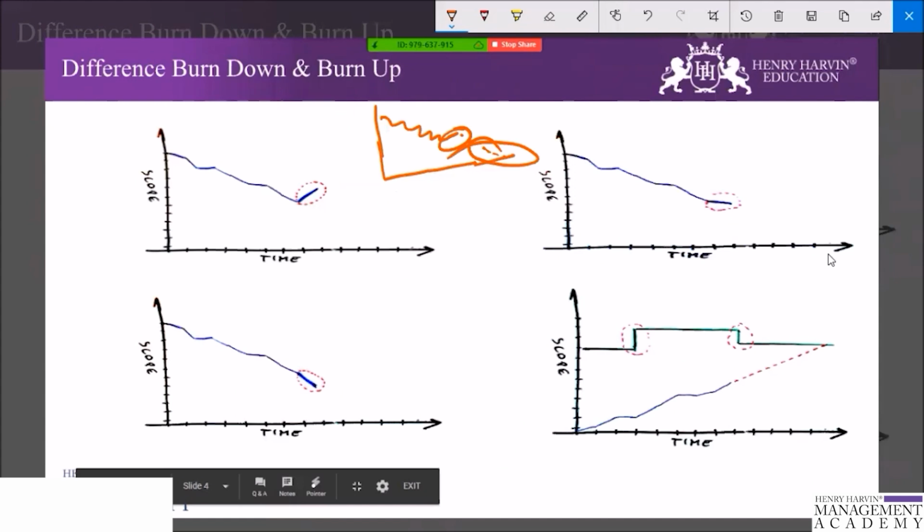But in a burn up chart, what is going to happen is that you are going to use one line for the work completed, and another one is the scope. So these are two lines that you are going to use, which are going to help track the overall progress of the project, right? So let's try to understand the real difference of an increase in the scope.